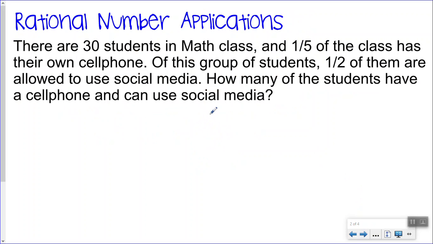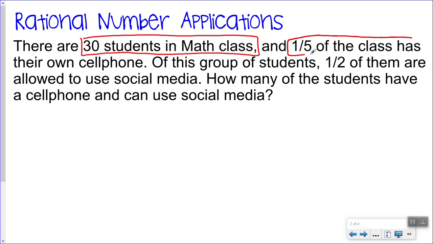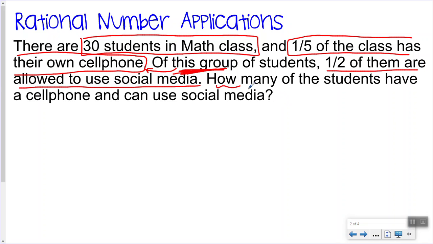All right, for this one, we have 30 students in math class, so this is probably going to be important. We know the total number of students in the class. And then we know that 1/5 of the class has their own cell phone. So that 1/5 is probably going to be important. Of this group of students, so this group is referring back to the cell phone group, half of them are allowed to use social media. We want to know how many of the students have a cell phone and can use social media.